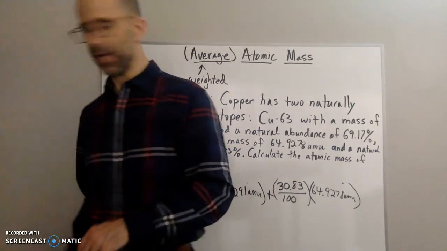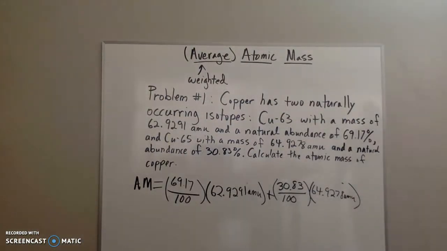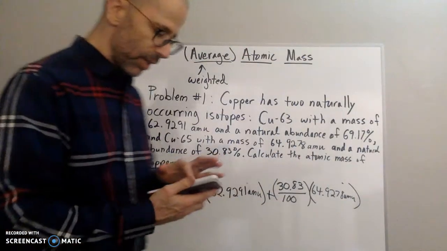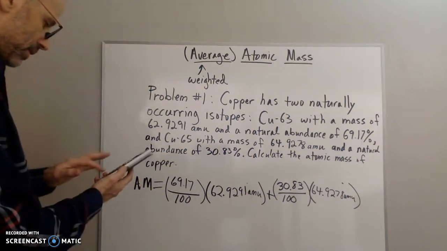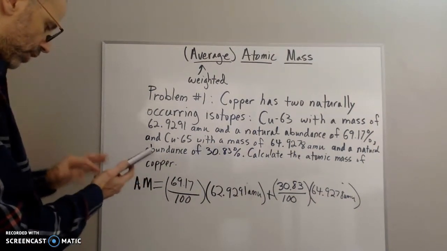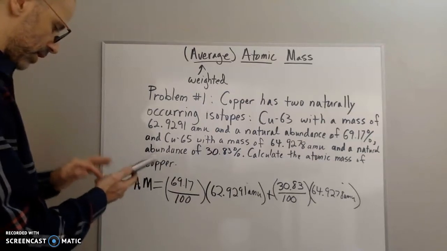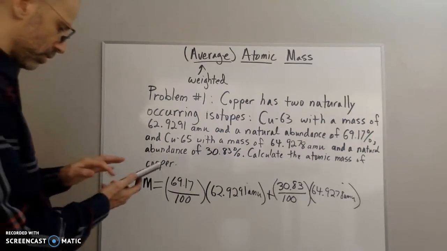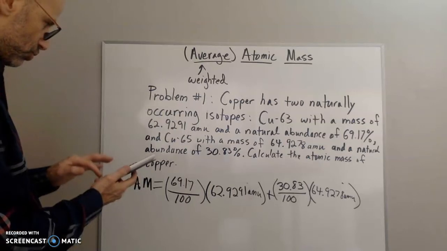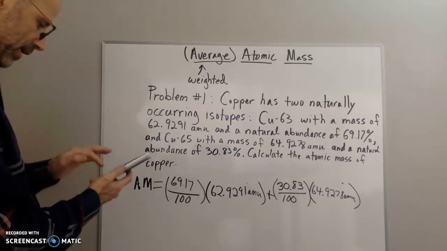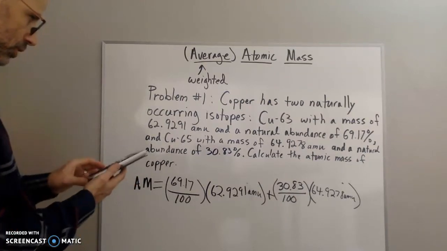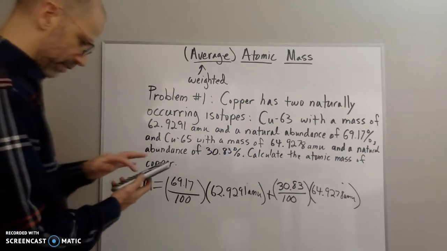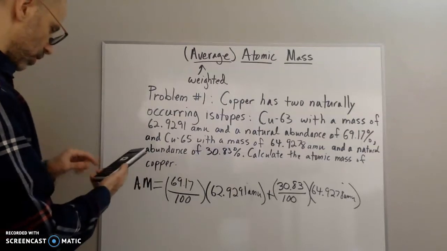So let's go ahead and do that. Let me get my calculator. Okay, so I have 69.17 divided by 100, multiplied by 62.9291 equals, okay, and then, oops, I have an error. What happened? All right, let's try this again.